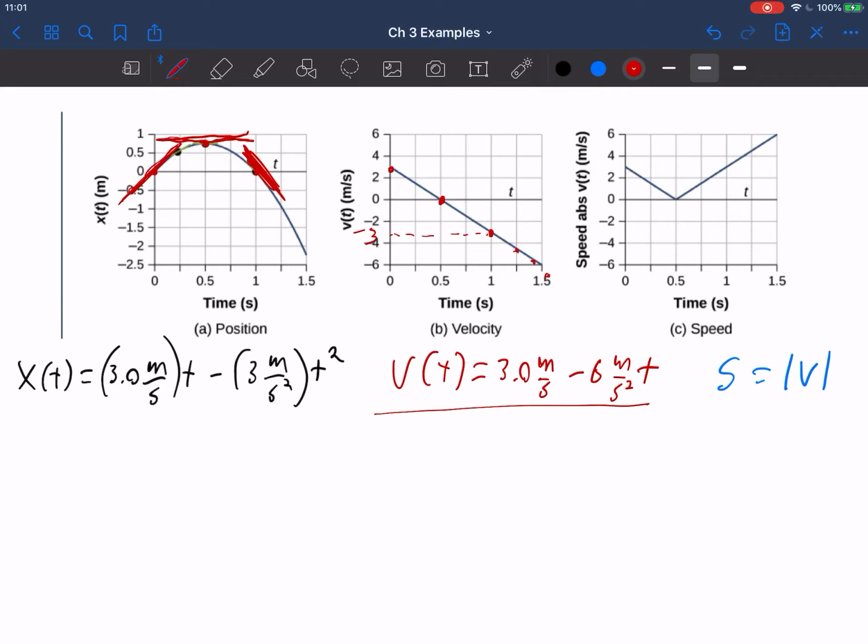Okay, and then if we want to plot the speed as a function of time, well, speed is always positive, right? So speed is the magnitude of our velocity. So from 0 seconds to 0.5 seconds, it looks exactly the same as our velocity versus time graph. But once we have negative velocity, we have to have correspondingly positive speed. Right? So this looks like it has a kink in it, and our speed is increasing and increasing as time increases there.